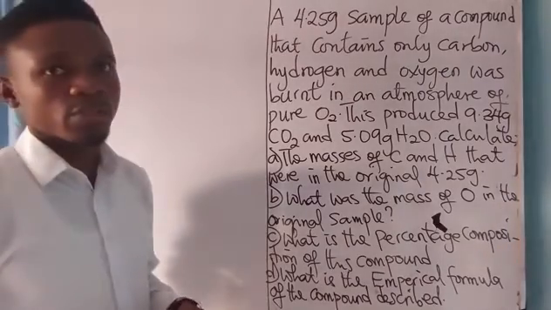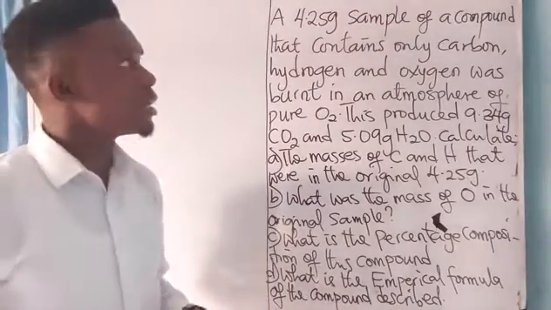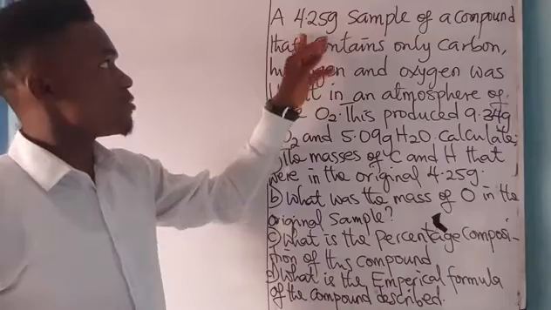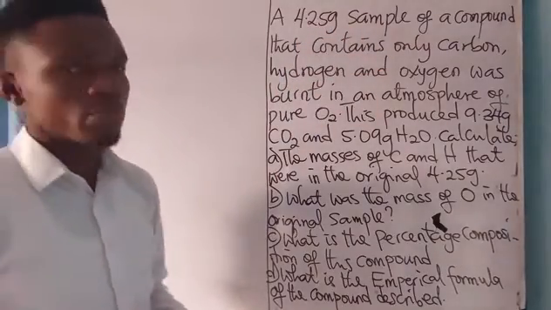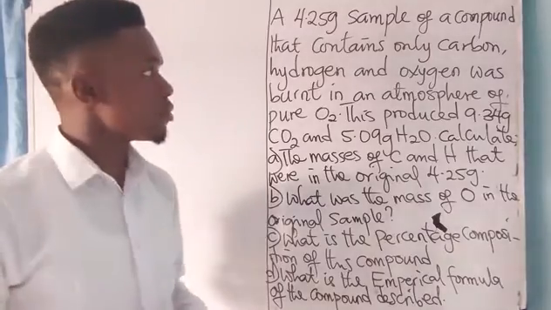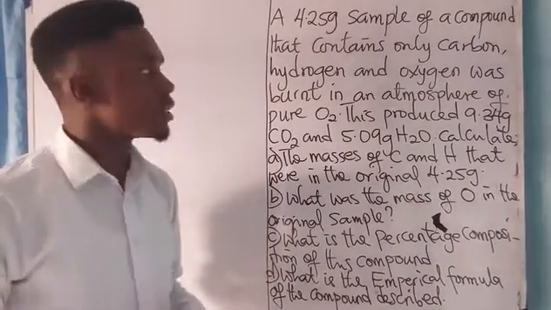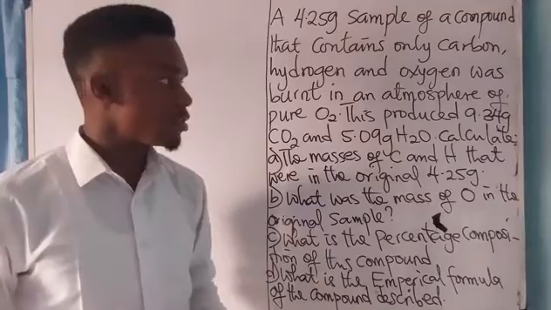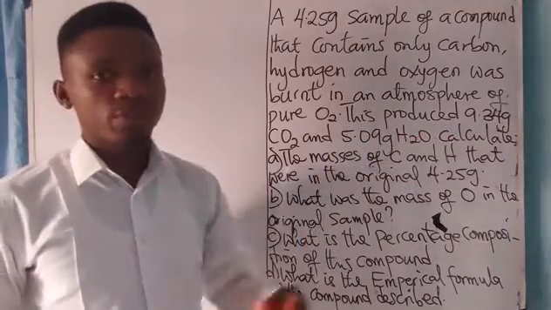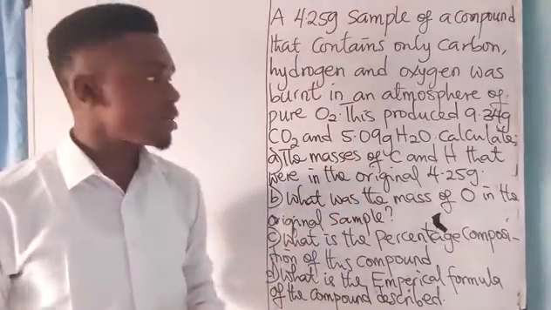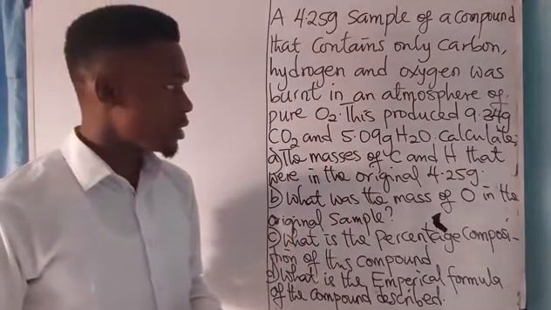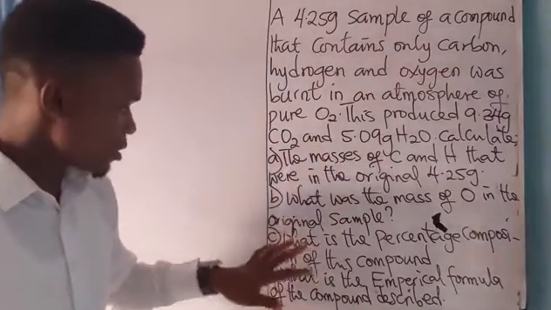Now we are discussing empirical and molecular formula. The question says a 4.25 gram sample of a compound that contains only carbon, hydrogen, and oxygen was burnt in an atmosphere of pure oxygen. This produced 9.34 gram of carbon dioxide and 5.09 gram of water. Calculate A, B, C, D.